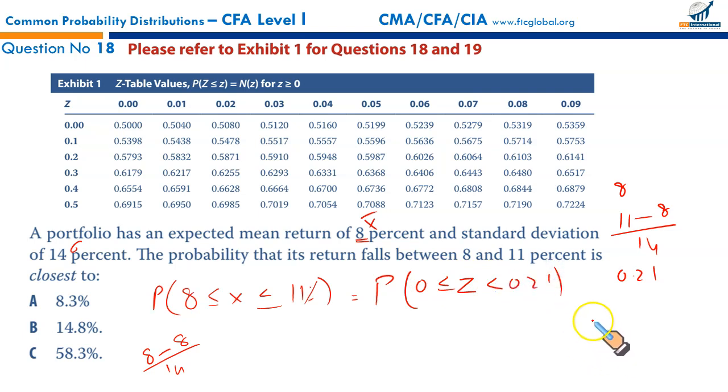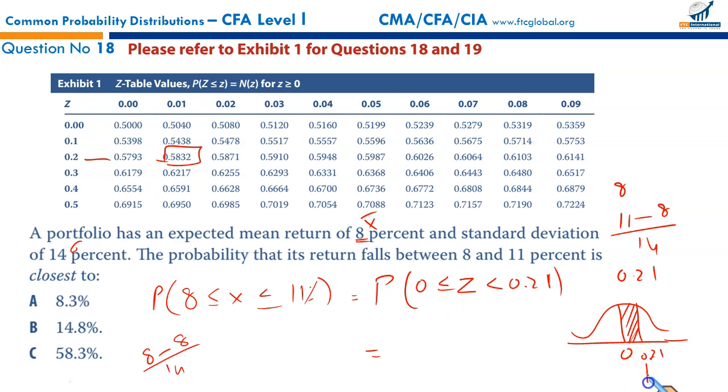So you need to calculate the probability between these two z-scores. Here we have the normal distribution. This is your 0, and somewhere here you have 0.21. So you're talking about this region from 0 to 0.21. Looking at the table, for 0.21 the value is 0.5832.